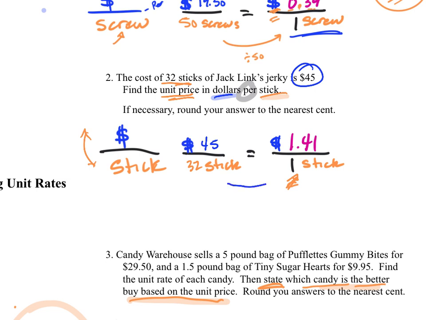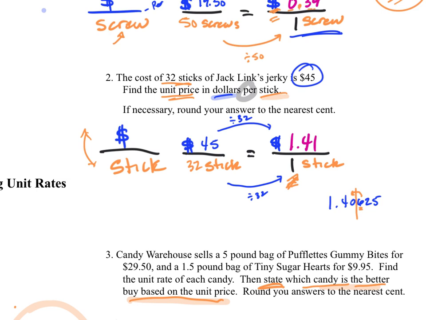And then, of course, what I'm doing is I've got to divide this by 32 to get 1, which means I have to divide this by 32, which comes out to 1.40625. But remember, I'm rounding to the nearest cent. So that means I'm doing to the nearest hundredth. Which means now I look at this, and that's a 6, means that's closer to 41 cents than 40 cents. So this becomes $1.41.